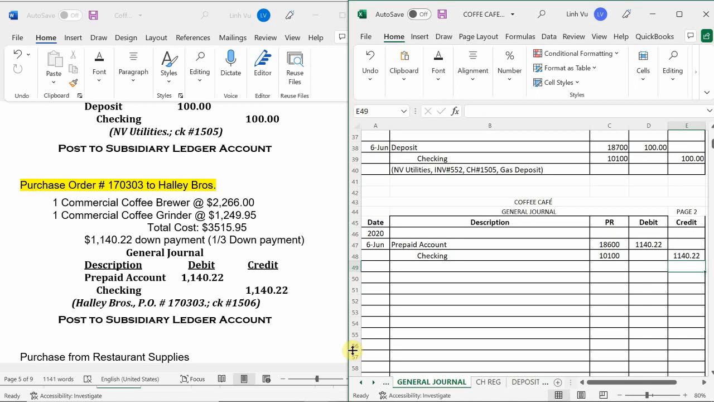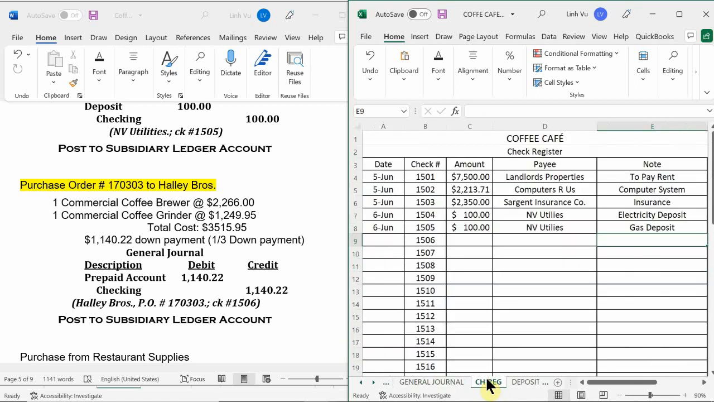Okay. So I need to cut myself a check, or cut them a check. So I'm going to go ahead and go here. It is the 6th. We wrote the check for $1,140.22. To who? Hallie Bros.